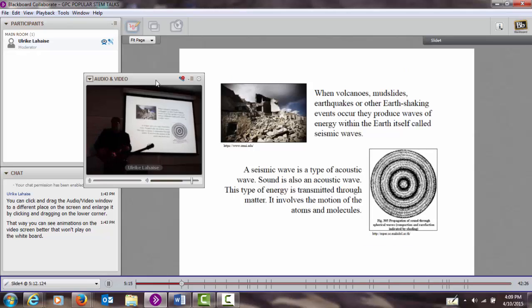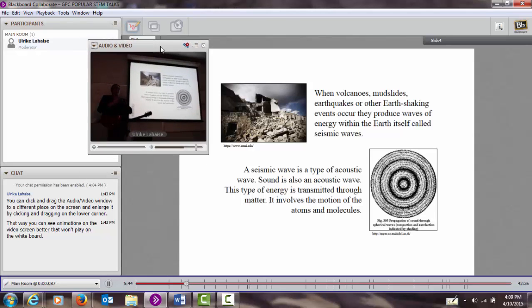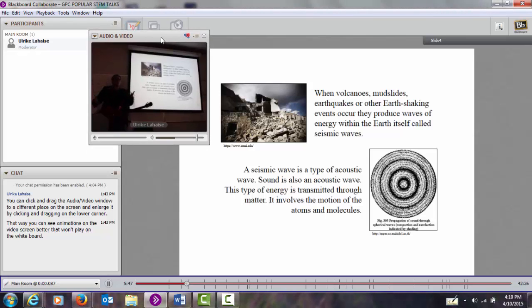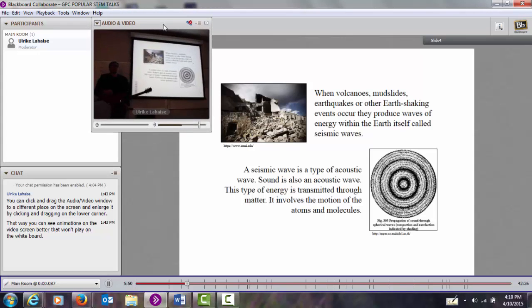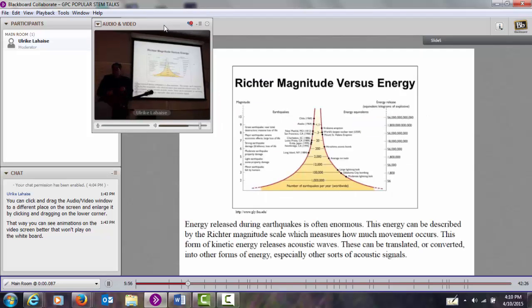When these events happen, they produce waves of energy within the earth called seismic waves. And a seismic wave is a type of acoustic wave. Okay? It's energy, specifically, it's the energy of the atoms smashing into other atoms or molecules and bouncing into each other and propagating. Like water waves. Take a little pebble, throw it into a pond, see the water waves move. It's a disturbance that causes all the molecules and atoms to bump into each other in some sort of a very, honestly, usually predictable way. Okay? The motion of atoms and molecules. Energy.